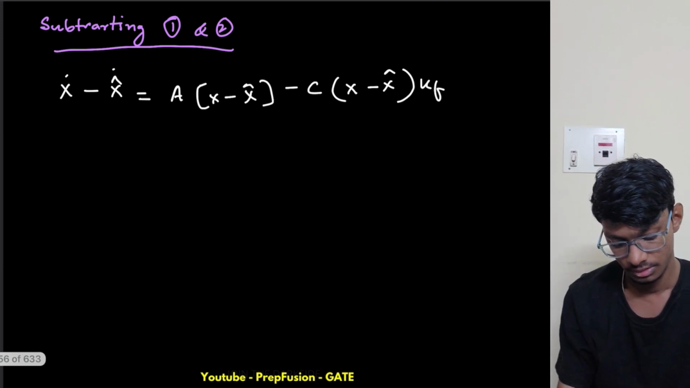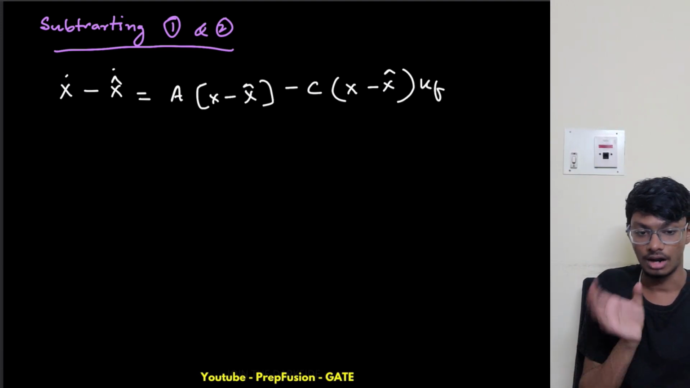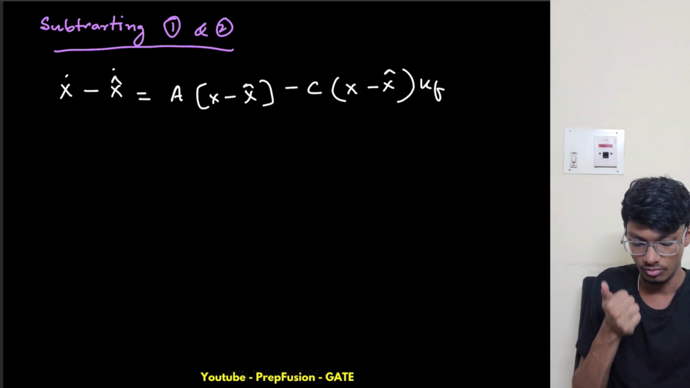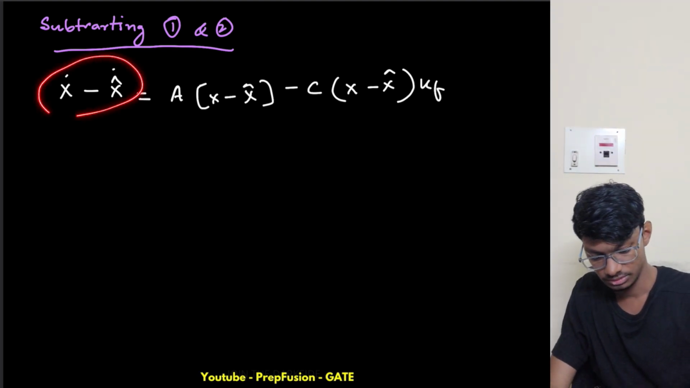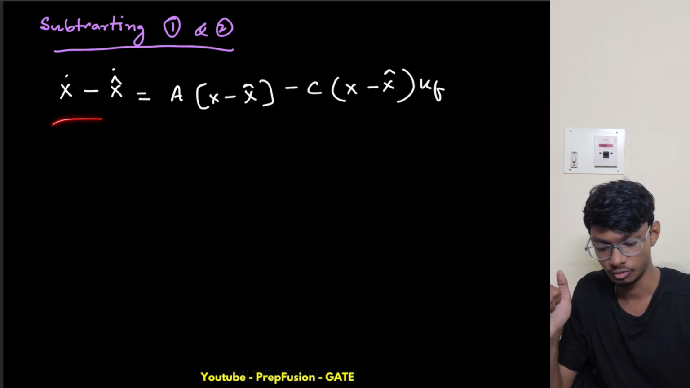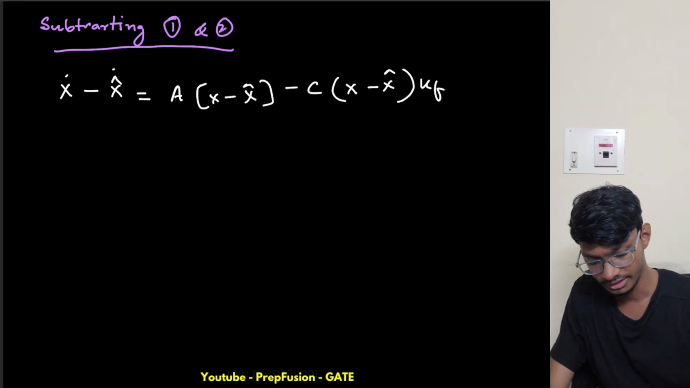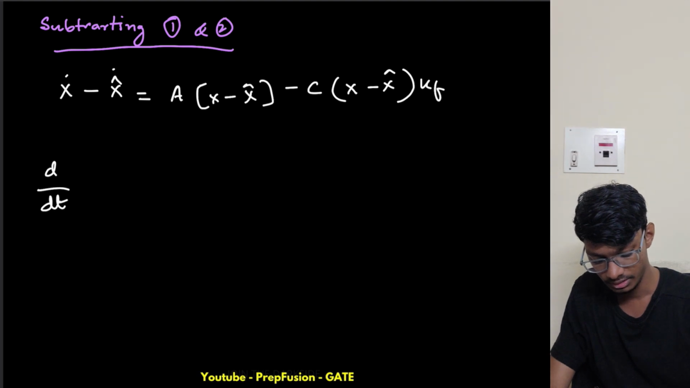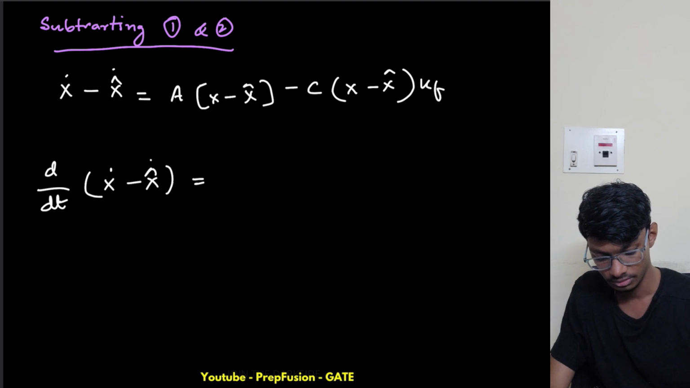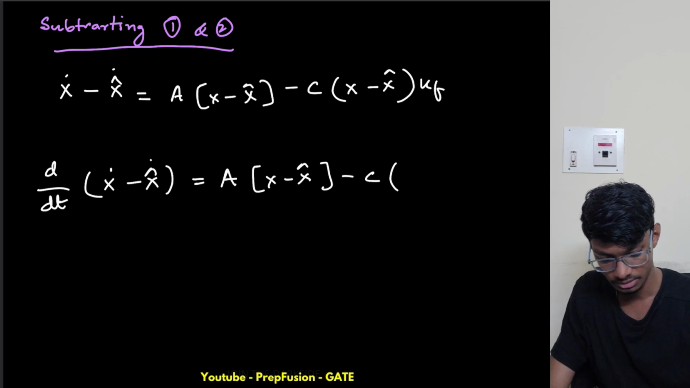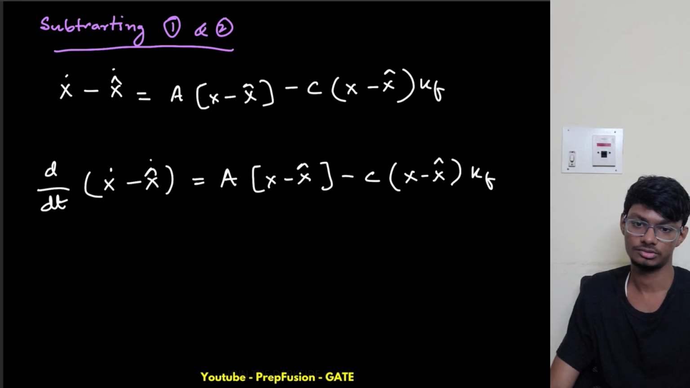Okay, so yeah, this is basically what I get after subtraction, right? So now how can I write this? So this is something like differentiation of time, right? Both of them are differentiation of time. So what I can write here is d/dt of x dot minus x cap dot equals to a times x minus x cap minus c times x minus x cap into kf, okay.